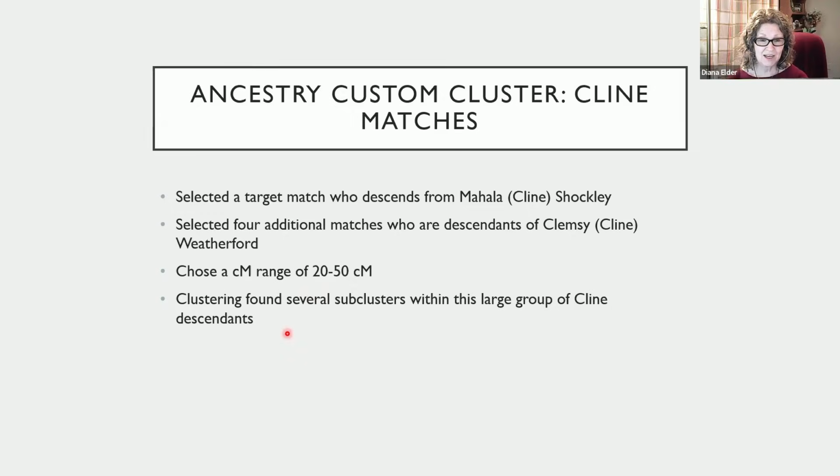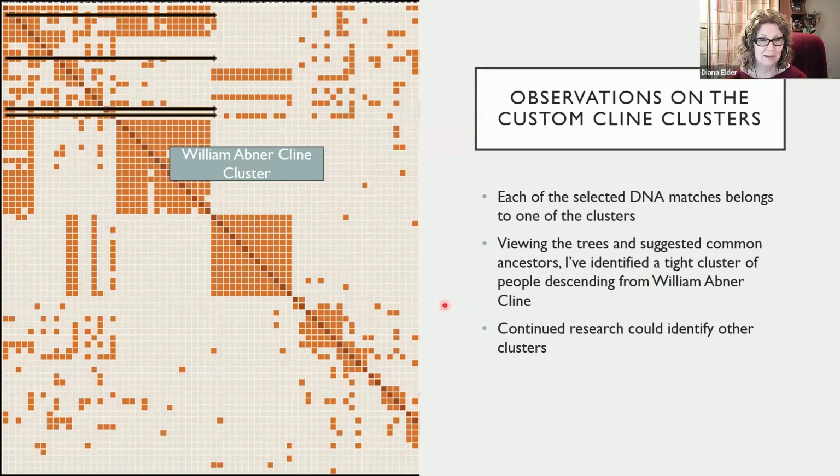And when I clustered it, I found several subclusters within this large group of Klein descendants. So I had narrowed it down to just be descendants coming from John C. Klein. And I was hoping I would find another group, some more matches to add. Well, this is what I got. And you can see that it separated out. Here's a really nice, clear little collection of matches. And here's another cluster. And here are some other subclusters down here. Here's kind of a large one.